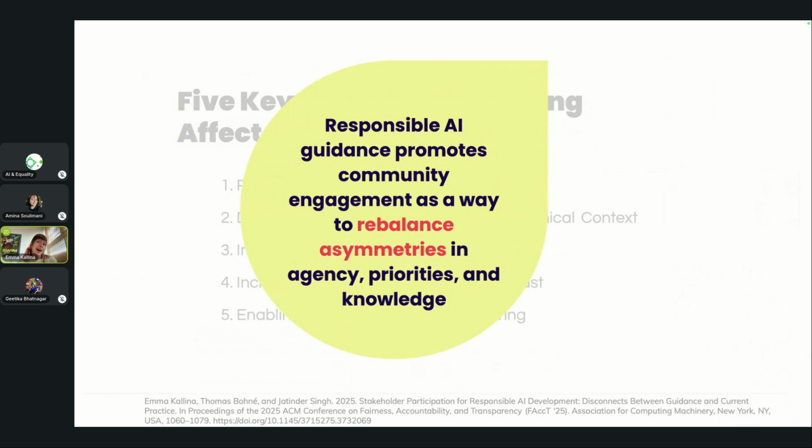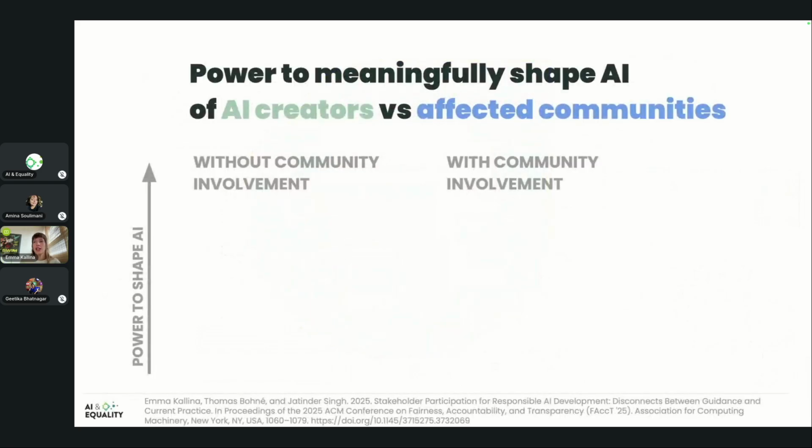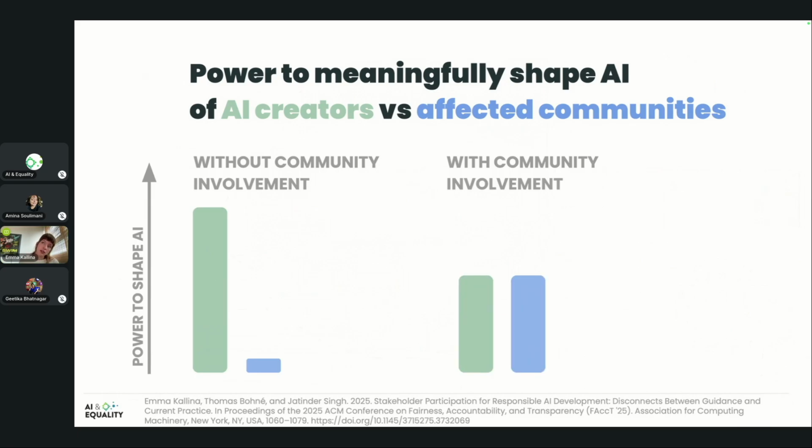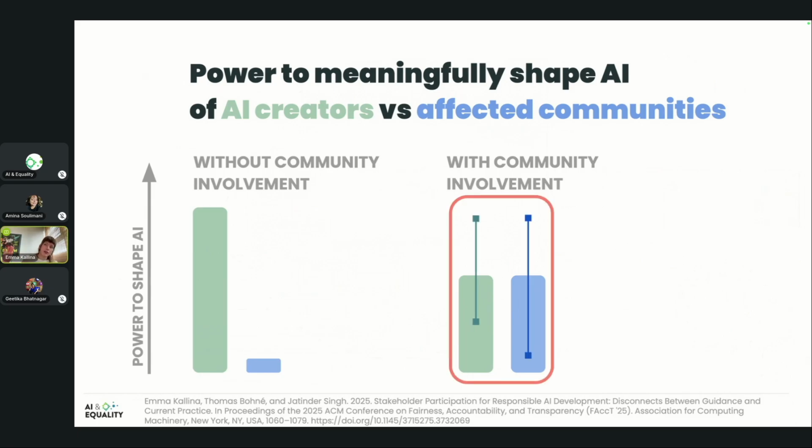In other words, community engagement is a way to rebalance asymmetries in agency, priorities, and knowledge. To say that in a graph, the power to shape AI without community involvement is very much on the side of the creators and not very much on the side of the people that will be affected by the system. With community involvement, it can look a little bit more like this, but careful, in reality, it's probably more like this. So showing that there's a massive range. We will talk about this in more detail later in the second key theme of this presentation.